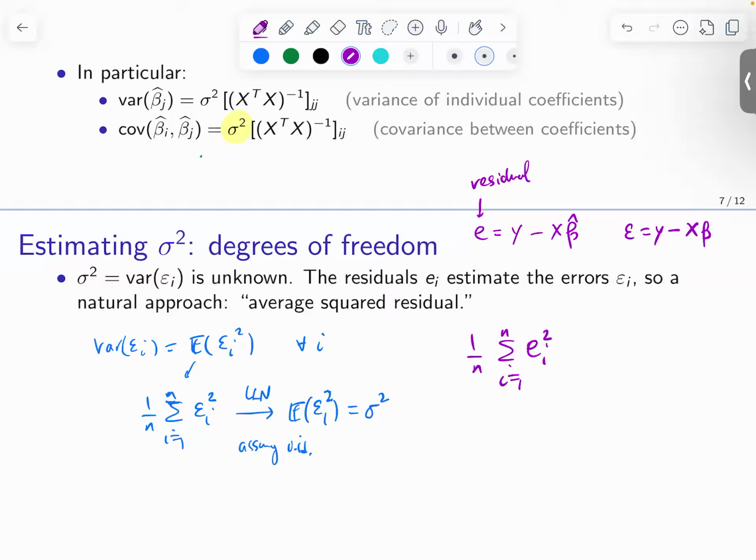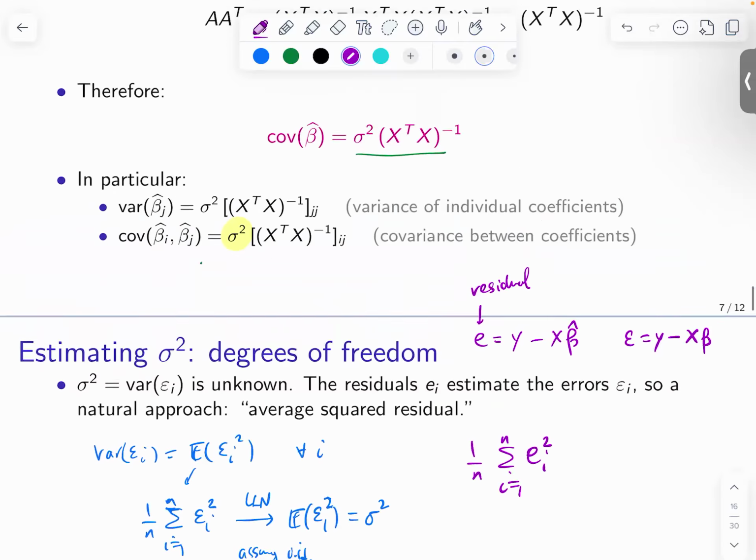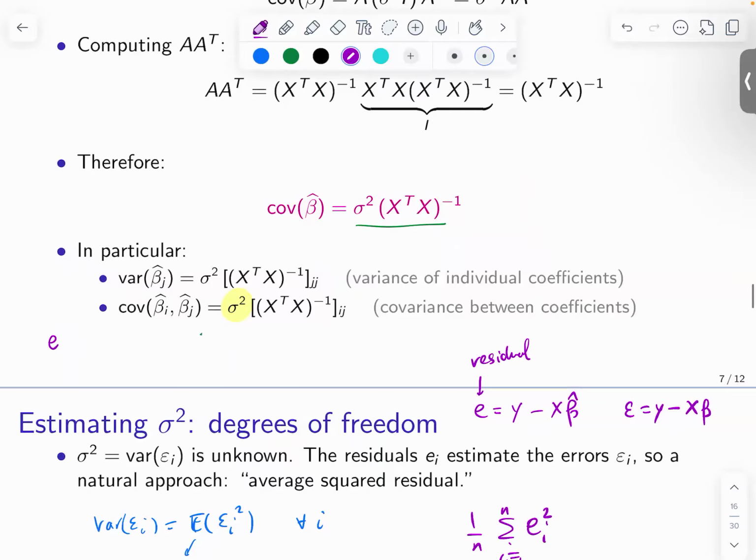Does this make sense? It is an okay estimator, but it's not perfect. The reason is that you can easily argue that the E_i's are correlated. They can't be independent, and so I don't really have n independent samples. In fact, you know that E is (I minus H) times y. I can actually calculate the covariance of E.